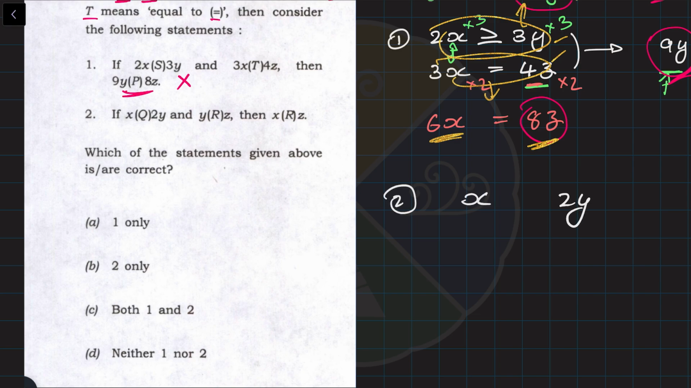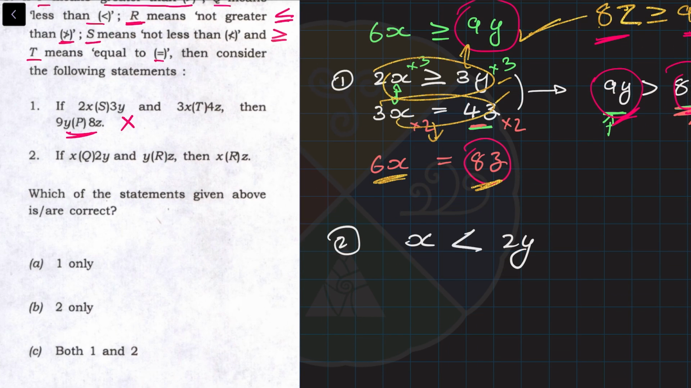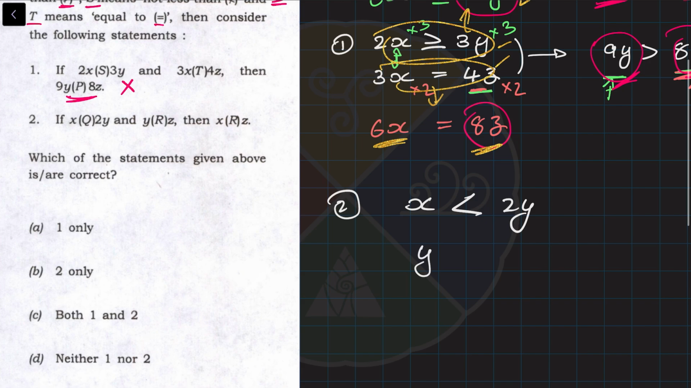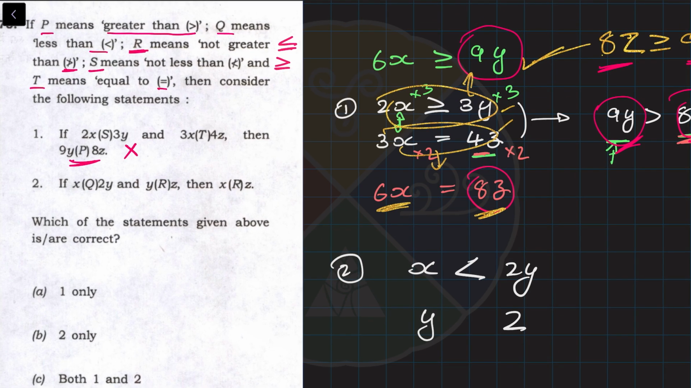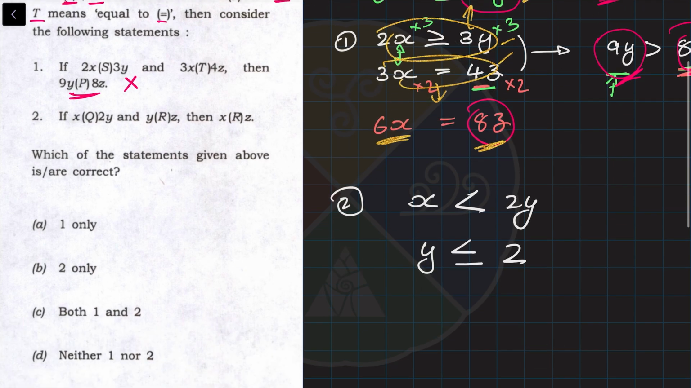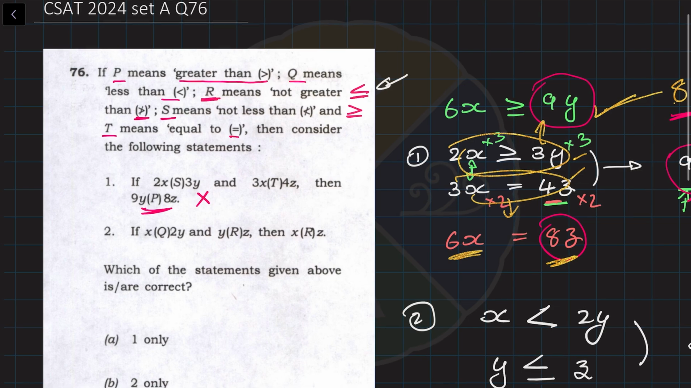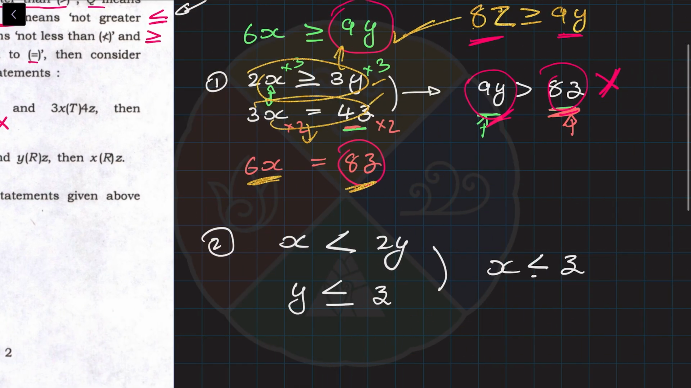Now let's go for statement number 2. X Q 2y. What is Q? Q means less than. X is less than 2y. And y R z. What is R? R means not greater than, so less than or equal to z. I'll just replace that with a lower case z so that I don't confuse it with 2. And then they are saying if that is the case, then x R z. R is again less than or equal to. Okay, they are saying this thing.